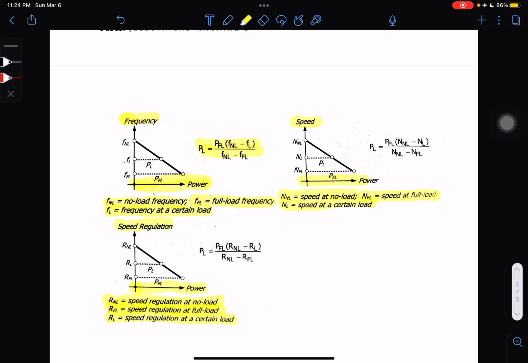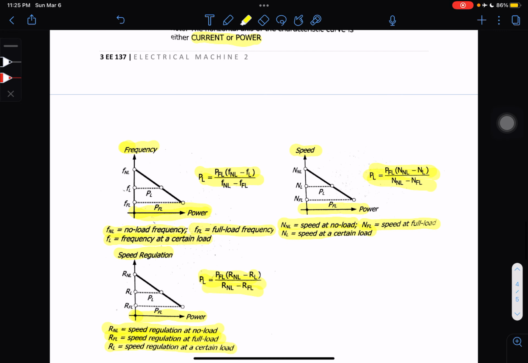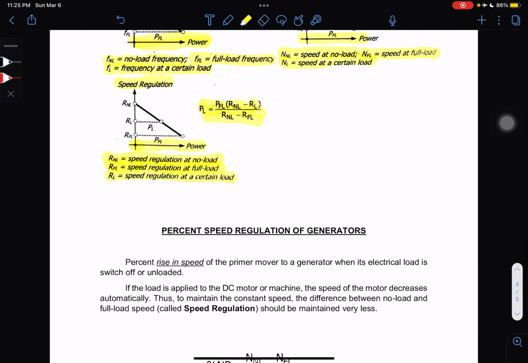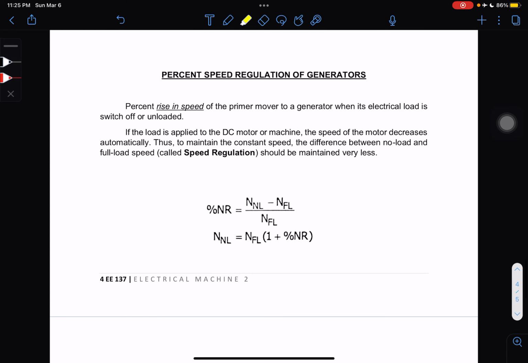So let's take note sa tong formula, no? So lahi siya. Magdepende if frequency, speed regulation or voltage ang gihatag sa problem. So let's have here percent speed regulation of generators. So percent rise in speed of the prime mover of a generator when its electrical load is switched off or unloaded.